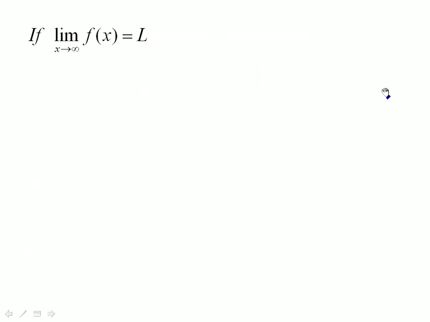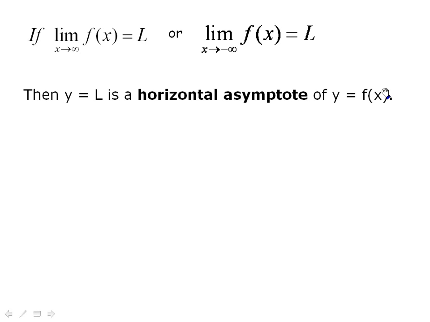Now, to summarize our findings, if the limit of a function as x increases without bound is equal to some number L, and it has to be a number if it's going to be a horizontal asymptote, or if the limit as x decreases without bound is equal to L, we would then say that y equals L is a horizontal asymptote of y is equal to f of x. Now, as you're going to see, the most common scenario, if there is a horizontal asymptote, is that whether you're going to the left, decreasing without bound, or to the right, increasing without bound, it's usually equal to the same number. But we have to be careful when we're doing this.